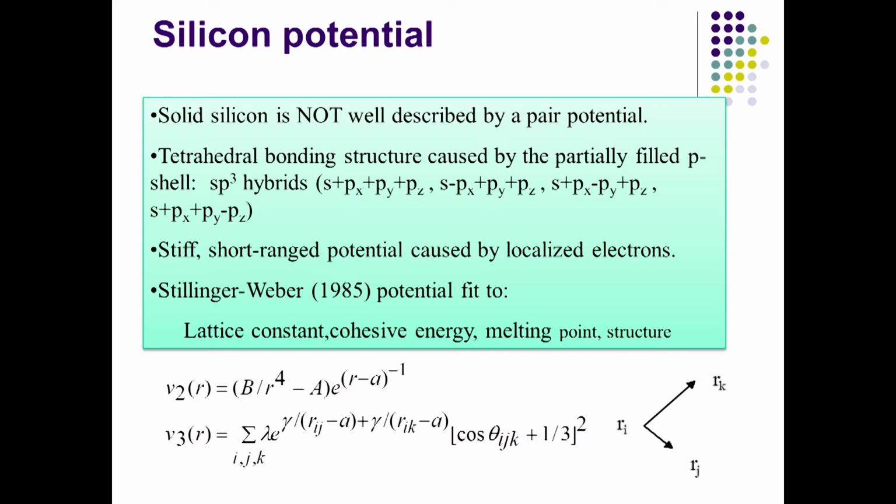And that is where Stillinger and Weber came up with this idea in 1985 to create a lattice constant based system. So, they took the empirical data which is coming from lattice constant, cohesive energy, melting point and the tetrahedral structure. So, based on that understanding, they came up with the silicon potential function.